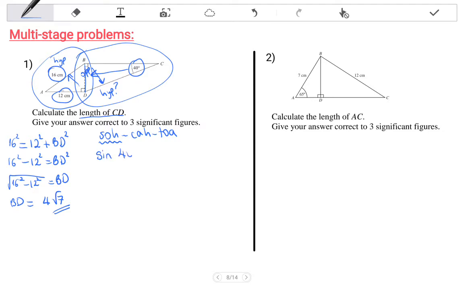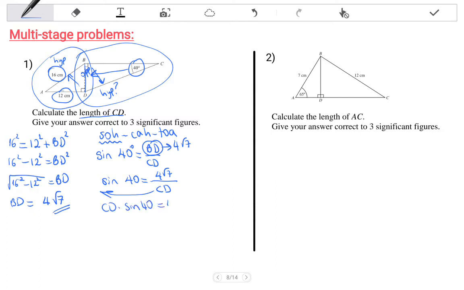Sine 40, always take the angle next to the sine, cosine or tangent. So sine 40 equals opposite over hypotenuse, which is BD over CD. And I know the value of BD, which is 4 square root 7. So sine 40 equals 4 square root 7 over CD. Try to leave CD alone. That goes this way.